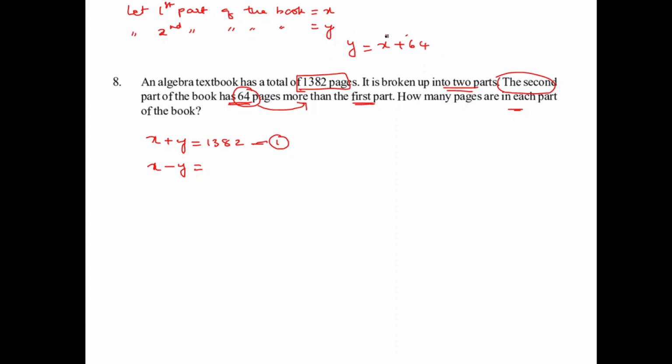Now I'm shifting the x value to the other side, so I'll get x minus y equal to 64. Hope this is clear. So this is equal to 64. This is equation number 2, right?